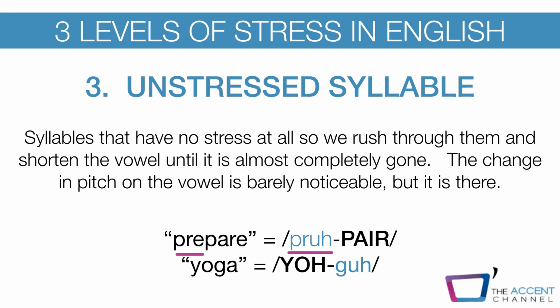Prepare. Unstressed syllables are often very confusing as far as spelling. It doesn't matter what vowel letter you see. Most of the time, that letter will be representing the unstressed vowel or the schwa sound. Same thing happens with the word yoga. The second syllable is unstressed. We replace the letter A with the unstressed vowel, the schwa sound, and we get away from that syllable as quickly as we can. Yoga.